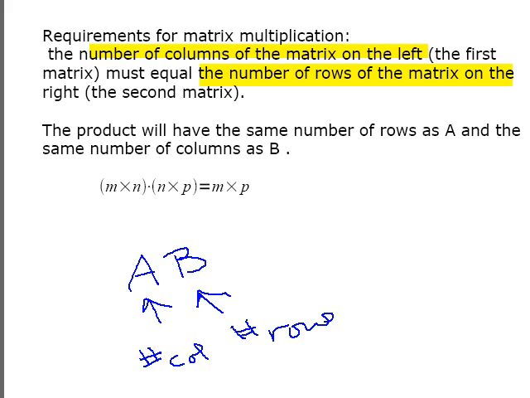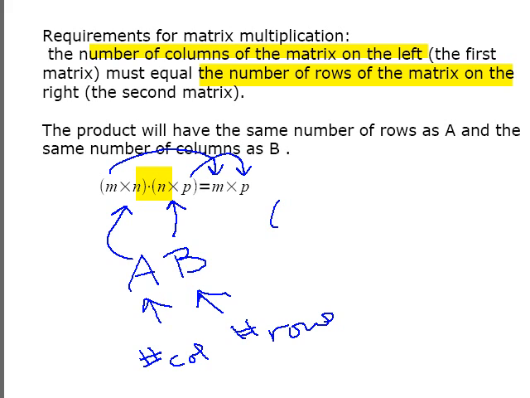So if I wrote the order of A as an m by n, let's say A is an m by n matrix in general, and B is an n by p matrix, then I could multiply these two together because n is the same, the number of columns in A is the same as the number of rows in B. The result will be an m by p matrix. It will have the same number of rows as the first matrix and the same number of columns as the second matrix.